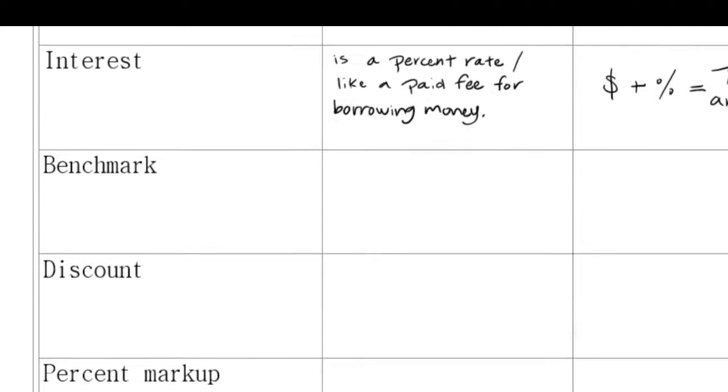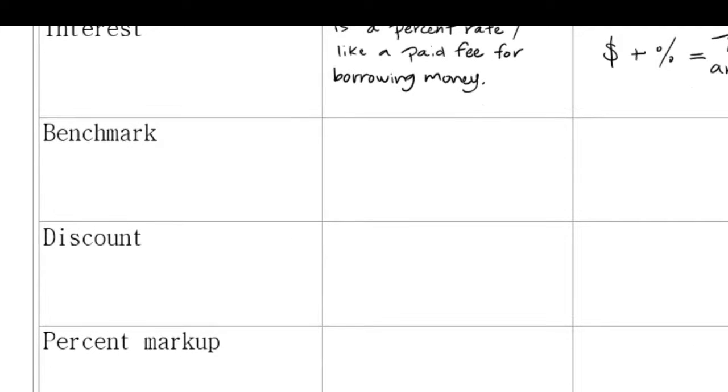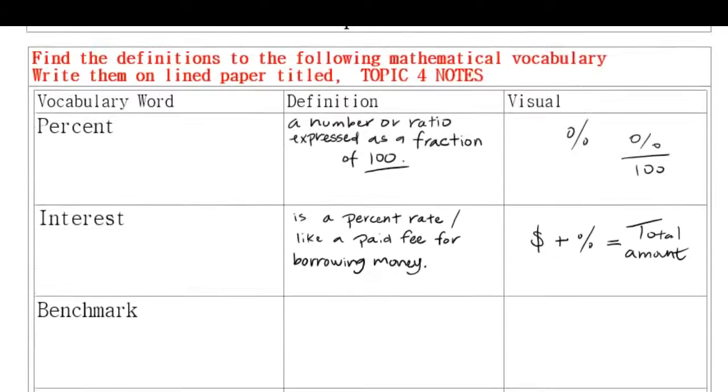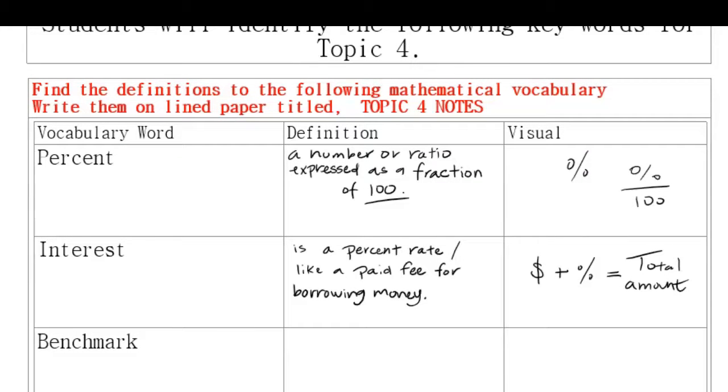So go ahead and find what the definition is for benchmark, discount, percent markup, and percent error, as well as tip and compared interest. So go ahead and pause this video, find your definitions, or whatever helps you best define what those definitions will mean to you. So once you have identified that, go ahead and write your visual and then come back and we'll go ahead and check those off and see if you guys have the same answers.